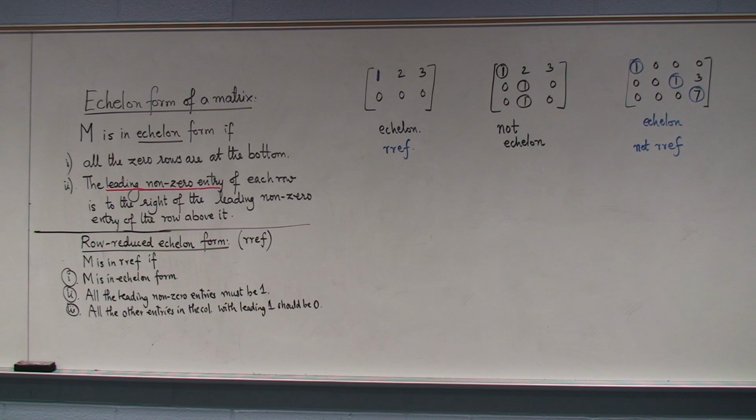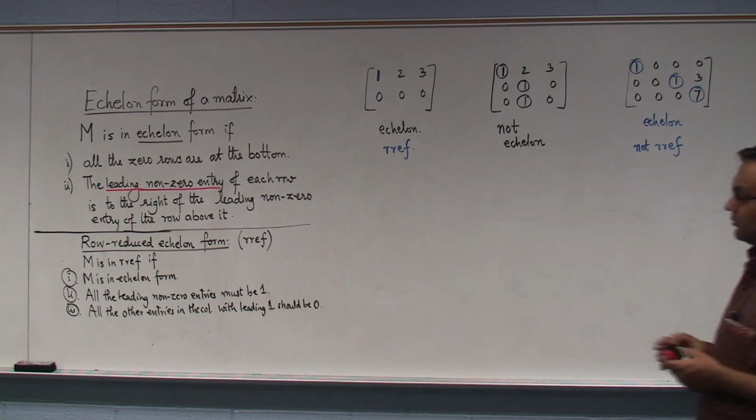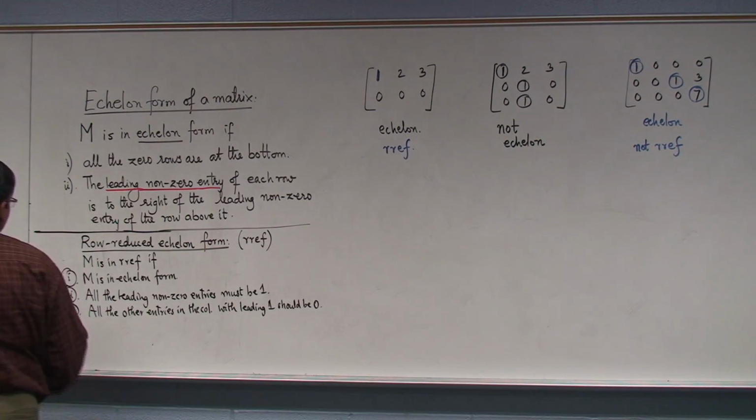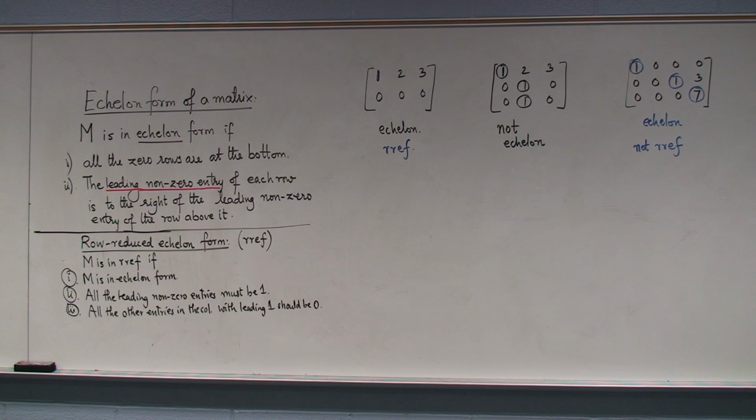So the question is, why are we so fond of the echelon form, or the row-reduced echelon form? And how are they going to help us? From a theoretical perspective, echelon form and row-reduced echelon form are not that different, in the sense that whatever I can get out of row-reduced echelon form, pretty much I can find those things from echelon form also.